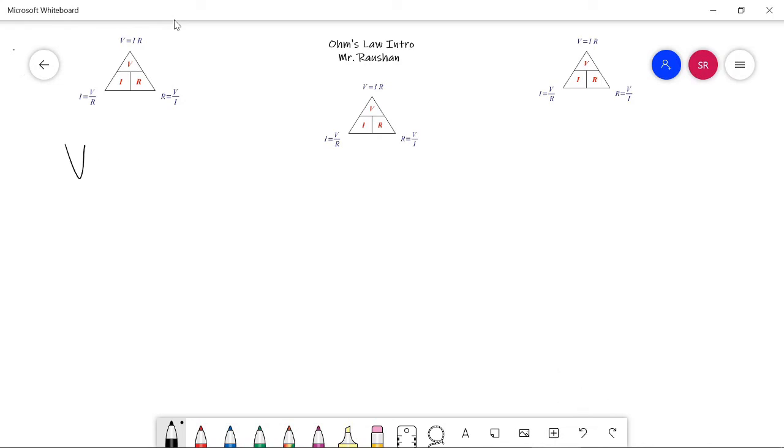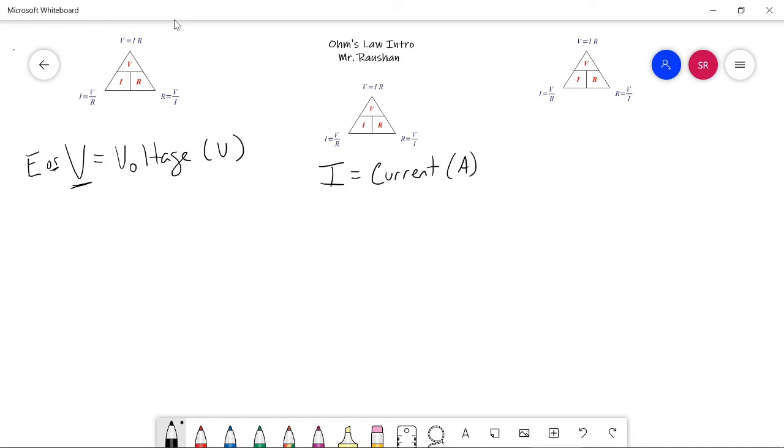So for V, you have voltage. And like everything else has a unit, voltage has a unit, and the unit for voltage is V. Sometimes you might see the letter E instead of the letter V for voltage, but it's the same thing. Then you need I. I is for current, and current is obviously measured in amps, letter A.